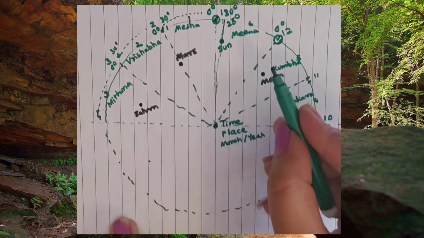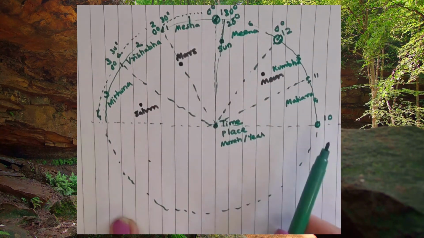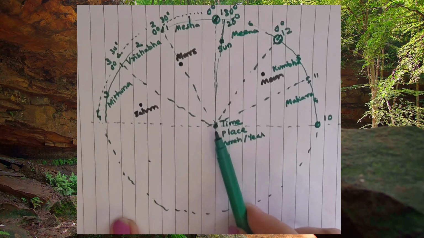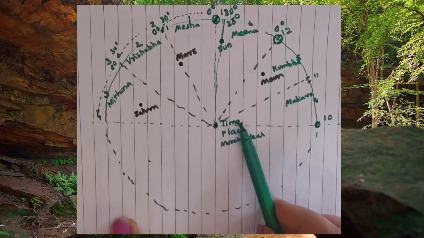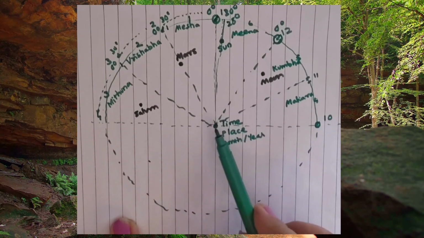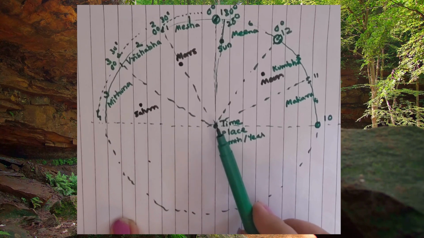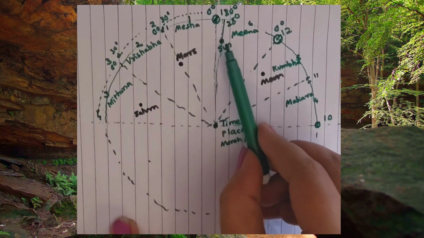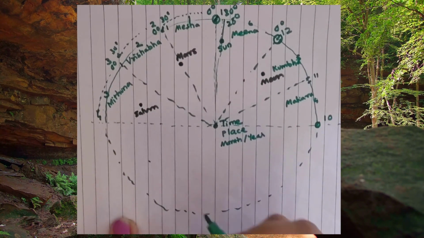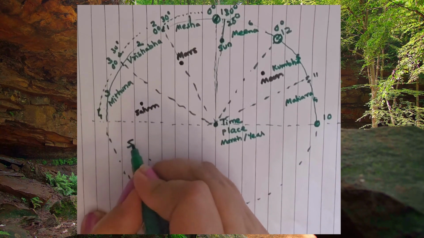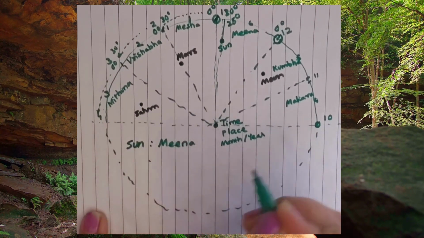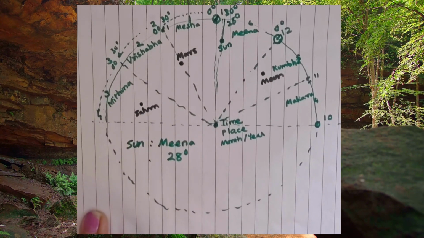So what does it mean? In this chart, in this cosmos, when the person was born, based on time, place, month and year on which this native or this person is born, sun is in Meena Rashi at 28 degrees, right? So let's start listing. So here we have sun in Meena Rashi at 28 degrees, correct?